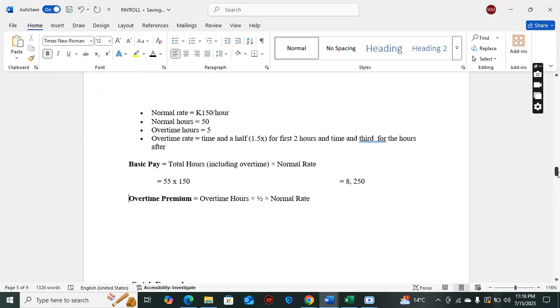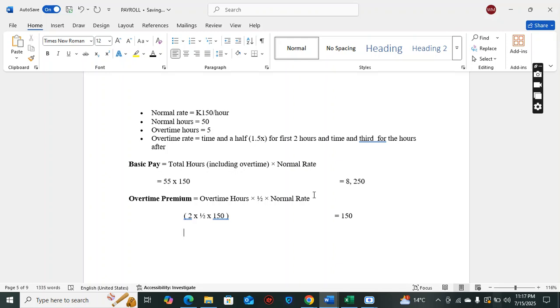Now we have to get the overtime premium. So it's the overtime hours times the overtime rate. This half just represents the overtime rate basically, times the normal rate. So for the first 2 hours of overtime, we're going to say 2 times the overtime rate, which is half, times the normal rate, 150. So 2 times half, that is 1. 1 times 150, that is 150. So that's the overtime premium for the first 2 hours.